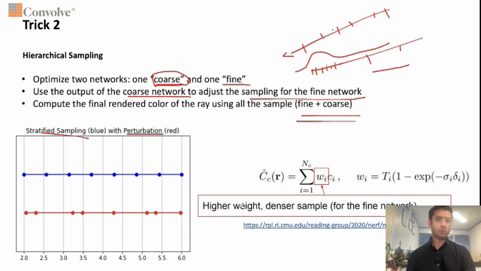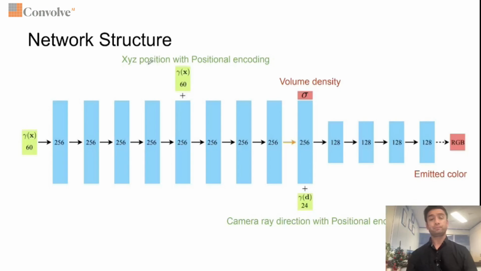So here's how you get the information about the fine sampling. Well, from the coarse samples you can create a distribution of your weights, and then using that you can get a measure for fine sampling and use those fine samples to further compute your output RGB, and that's what is called hierarchical sampling.